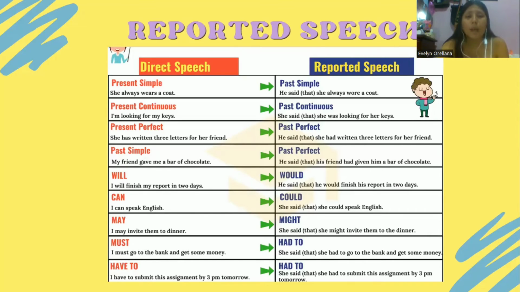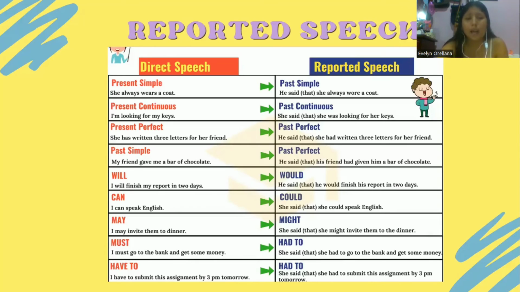Past simple: my friend gave me a bar of chocolate, to past perfect: he said his friend had given him a bar of chocolate. Will: I will finish my report in 2 days, to would: he said he would finish his report in 2 days. Can: I can speak English, to could: she said she could speak English. May: I may invite them to dinner, to might: she said she might invite them to dinner.